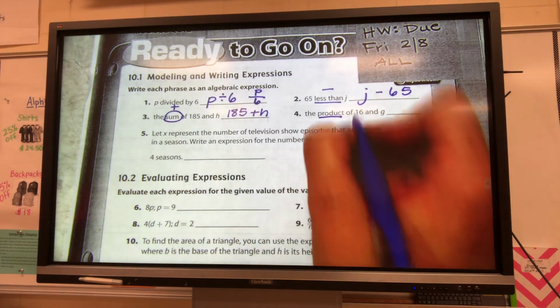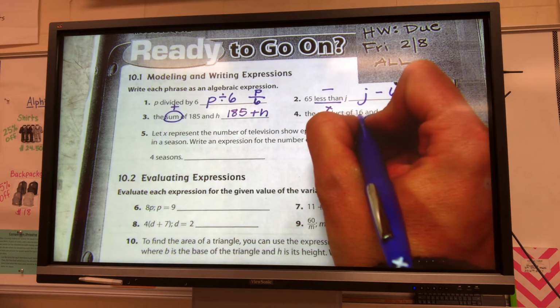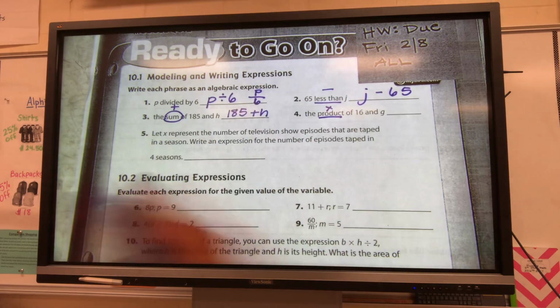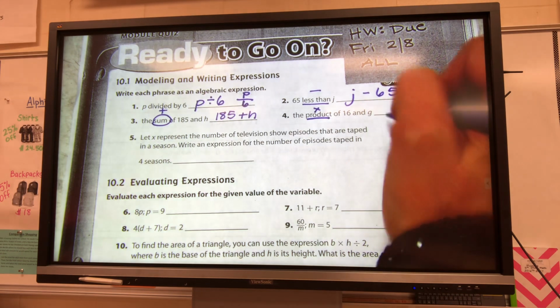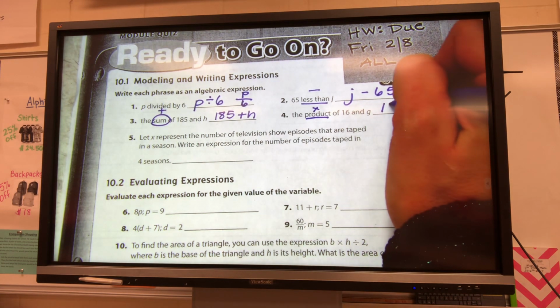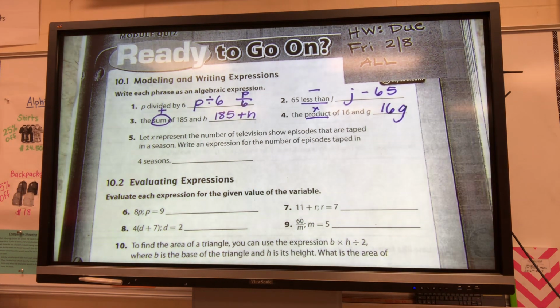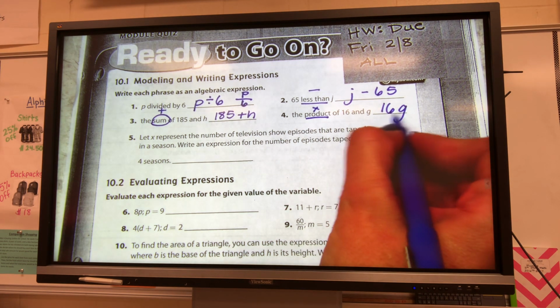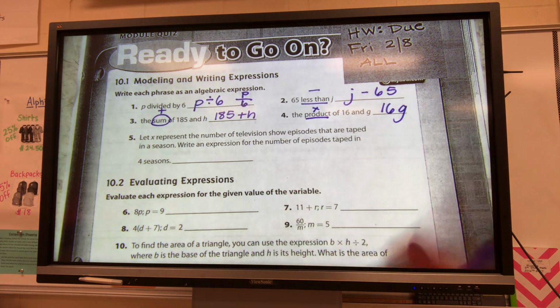Remember that product means to multiply. And we have a number and a variable. Remember that we want to take those and we want to smash them up against each other. We don't want to use that multiplication symbol anymore. We're past that. So we have 16G. Remember, 16 is considered your coefficient and G is your variable.